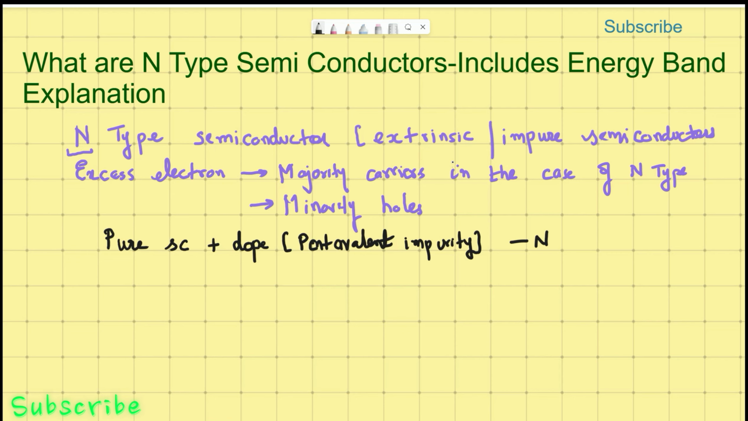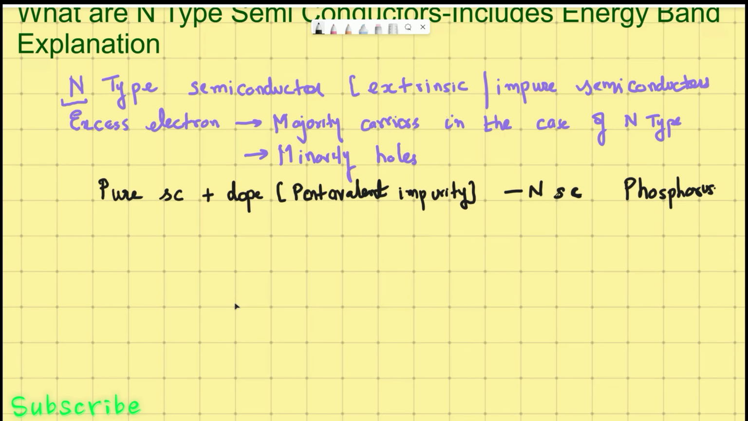So when you add a pentavalent dopant, what you create is an N-type semiconductor. I hope this is clear in your mind, that what we have created is an N-type semiconductor with the help of a pentavalent impurity. Phosphorus is an example of a pentavalent impurity. So at an atomic level, what goes on inside an N-type semiconductor? Let me give you an insight into that.